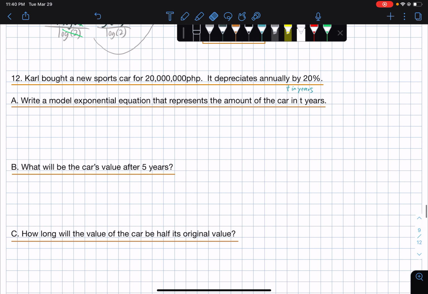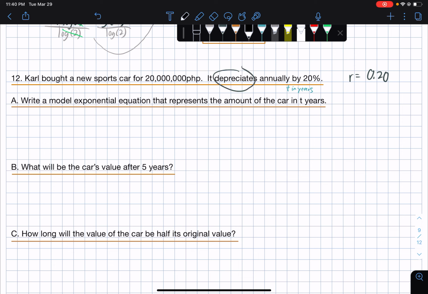For number 12, the last question, finally. Carl bought a new sports car for 20 million pesos. It depreciates annually by 20%. So let's write the given. So R is equal to 0.20. Initial amount.